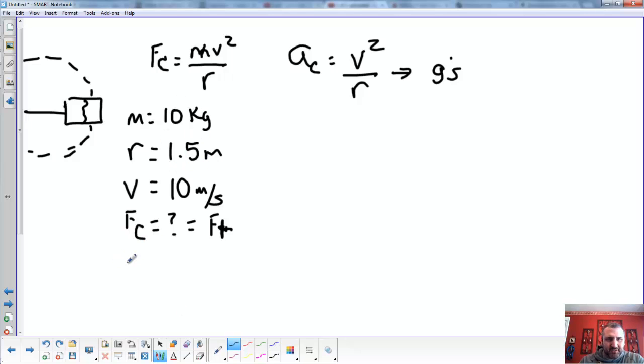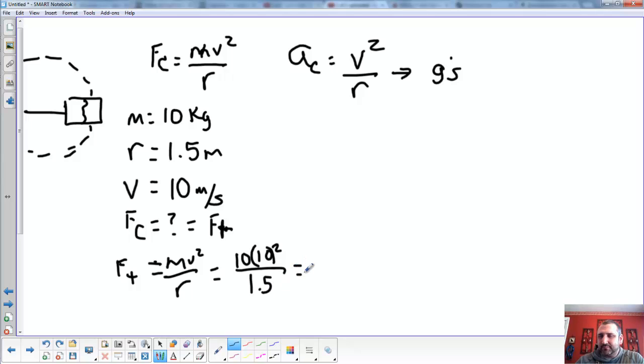And the equation's actually once again pretty easy. Fc equals mv squared over r, and I can actually replace Fc with Ft because we're really asking how much tension the string needs to be able to handle. So the mass is 10, the velocity is 10 squared. It's going to be a very heavy duty string, and the r is going to be 1.5. So let's do a little calculation.